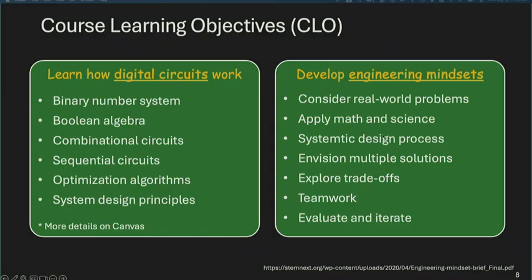Right. So that brings us back to our learning objectives of the course. On one side, we have some concrete learning objectives, things related to digital systems, about how to deal with binary numbers, how to do Boolean algebra, how to design combinational sequential circuit, analyze them, and optimize them.